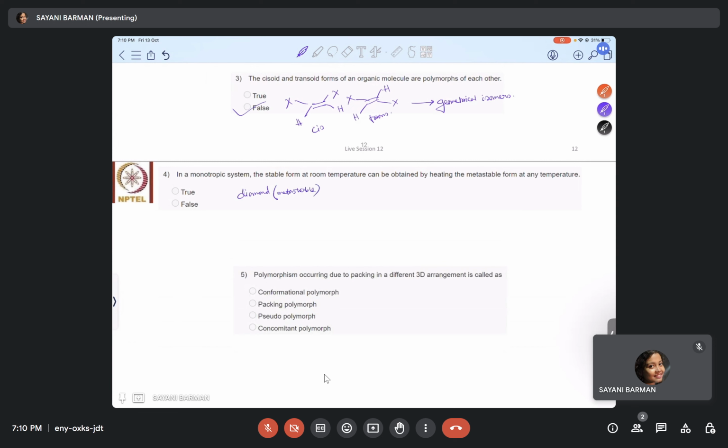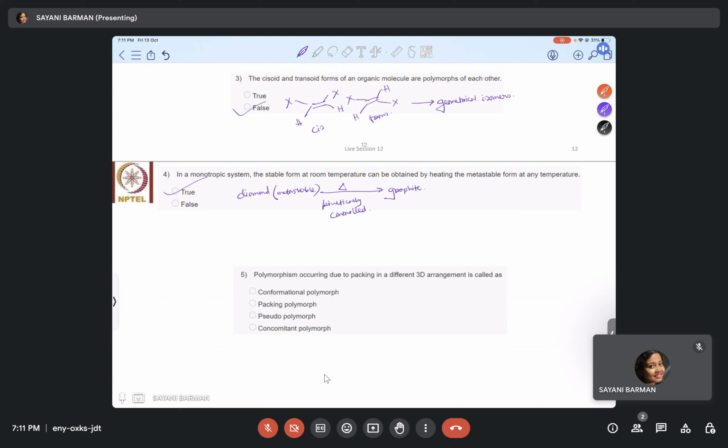If it wants to convert to graphite, which is stable, it needs heat because this is kinetically controlled. If you do not provide heat, then it will take several years. Generally, that's what it takes. So if heat can be provided, then the metastable form can be converted to the stable form at room temperature. Okay, so it's true.